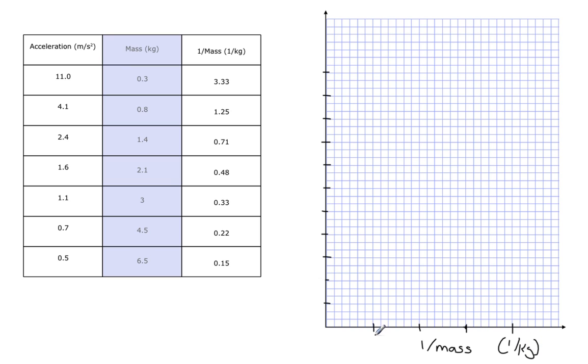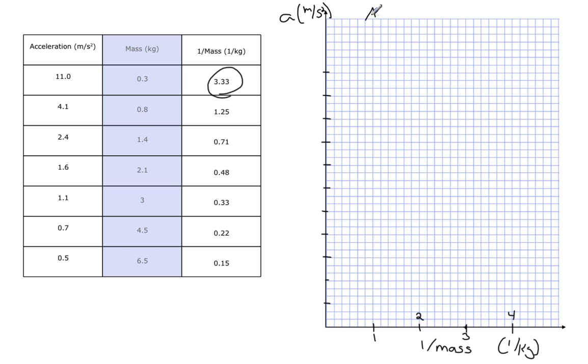And so I could label this 1, 2, 3, and 4. I don't have to go beyond that because the biggest number I need to graph on the 1 over mass axis is 3.3. And this axis is still acceleration with units of meters over seconds squared.